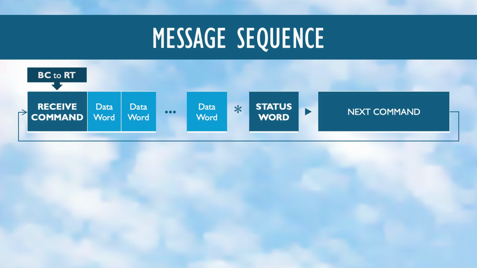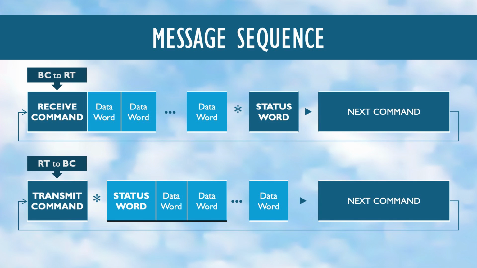Here, we're looking at a graphic representation of the different message types. A receive command, also called a BC to RT command, is followed immediately by the data the BC wishes to transmit. Only the RT named in the command word will pay attention to this message. If the command and data are successfully received, the RT will respond with a status word.